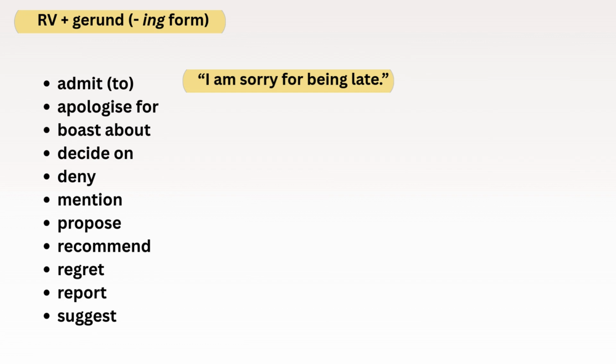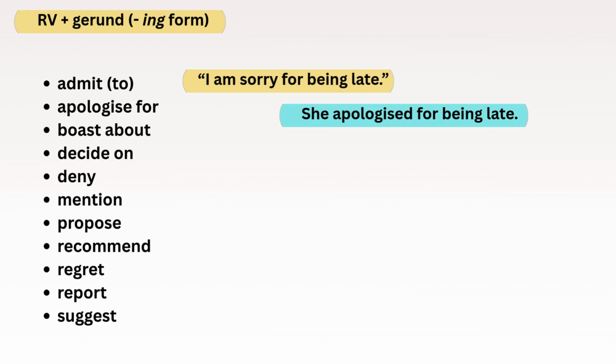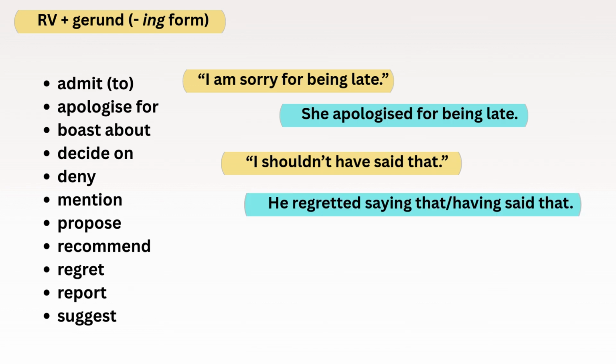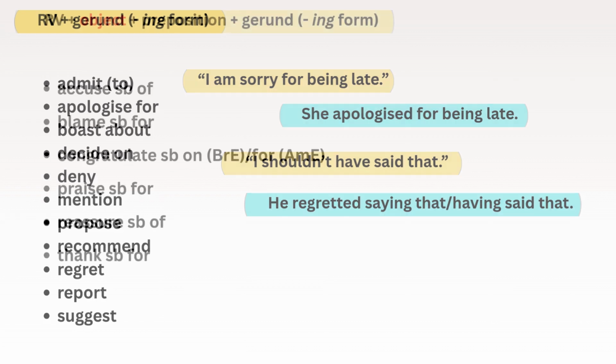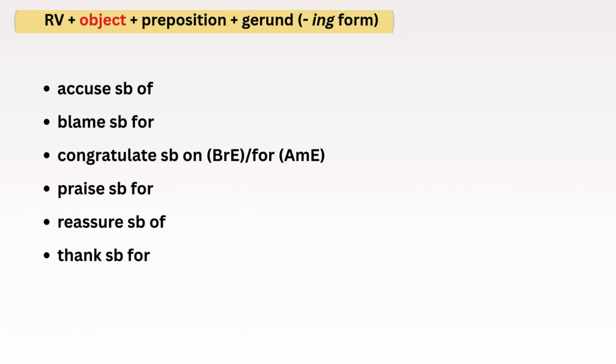I am sorry for being late. She apologized for being late. I shouldn't have said that. He regretted saying that or having said that. As you can see here, after those verbs, we simply use ing form. However, you should remember that sometimes we can add an object between the reporting verb and a preposition, right? And then will be used the gerund form. So let's have a look at some of these examples.